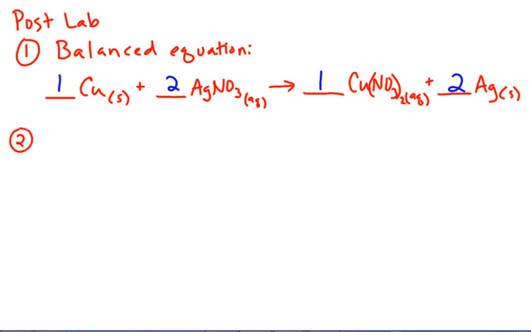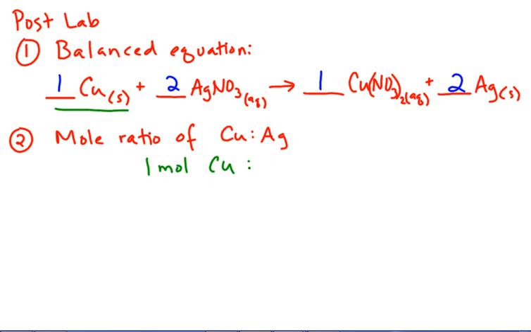Post-lab question number 2 says, what is the mole ratio of copper to silver as predicted by the balanced chemical equation? So our descriptive heading here is the mole ratio of copper to silver. And from the balanced equation, we see that there's 1 mole of copper, and that's just referring to this part right here. And using up 1 mole of copper should produce 2 moles of silver. That's what we would expect to see in this reaction.